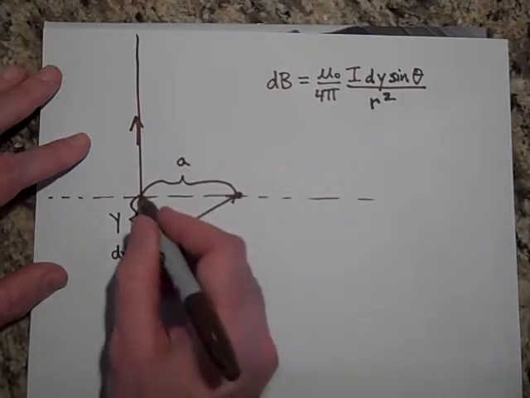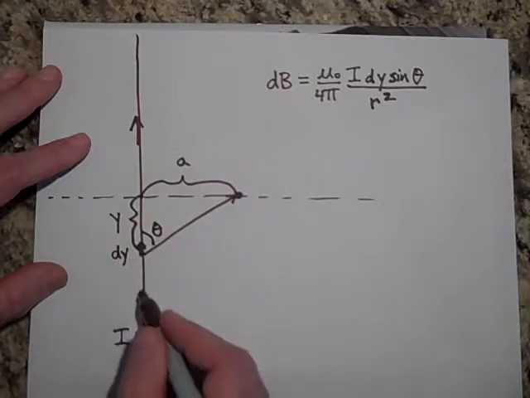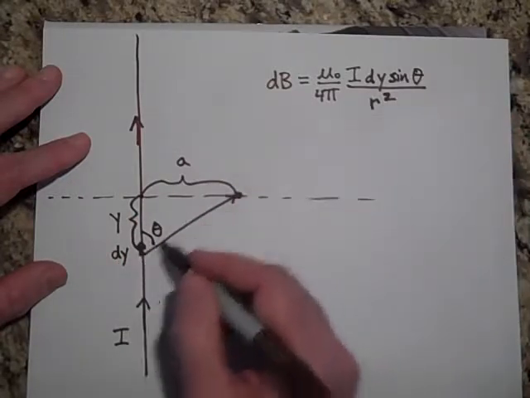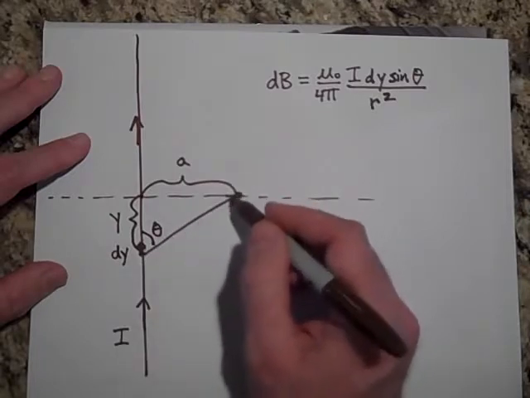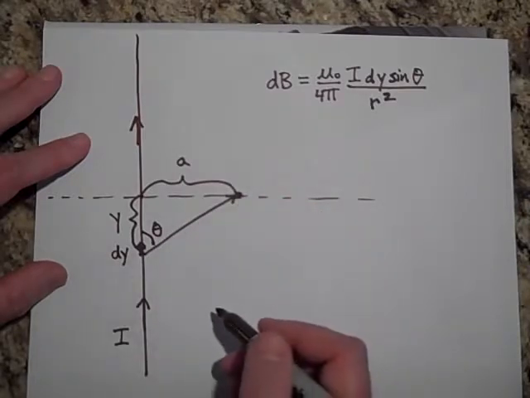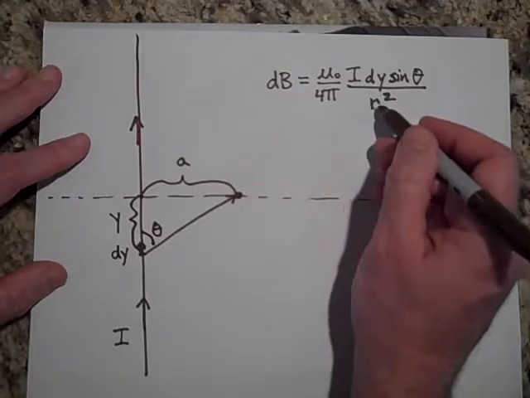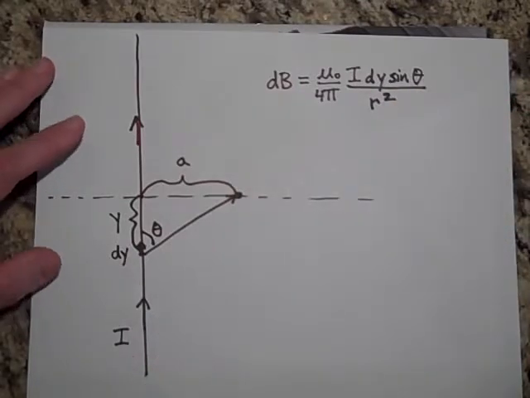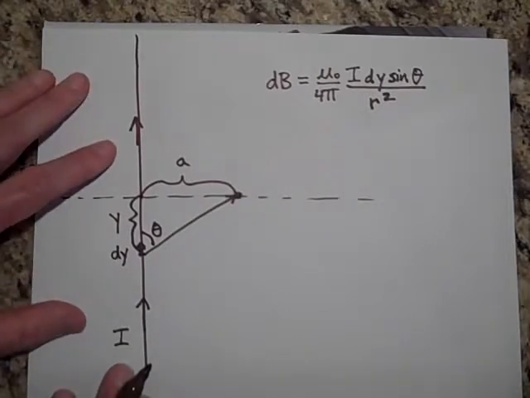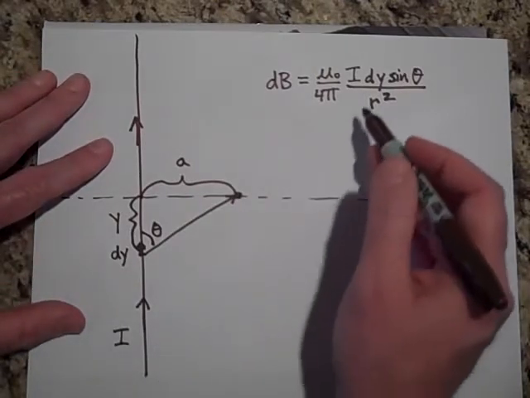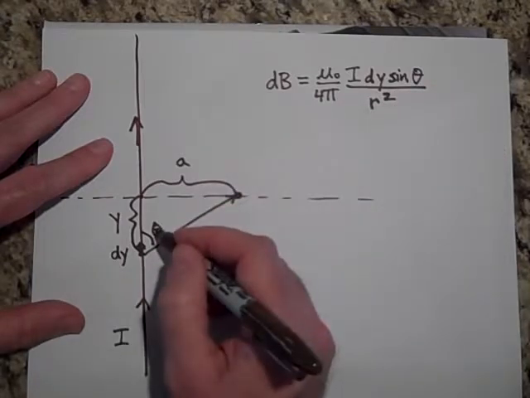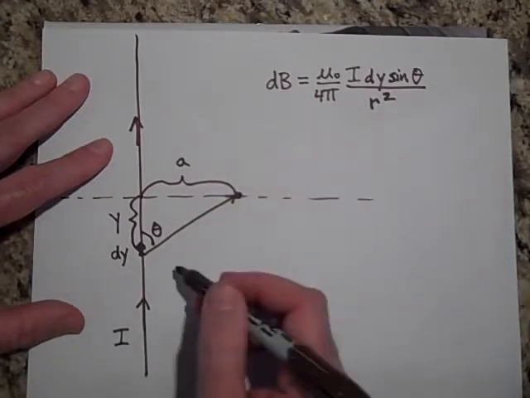If I'm right here, theta is 90 degrees. But if I'm down here, theta is smaller. So theta is changing, and so is r, how far away this is from the point I want. So I have a variable in r, a variable in theta, and my differential is dy. So this is a problem. Well, what we do is put everything in terms of y. I can put theta in terms of y, and I can put r squared in terms of y.